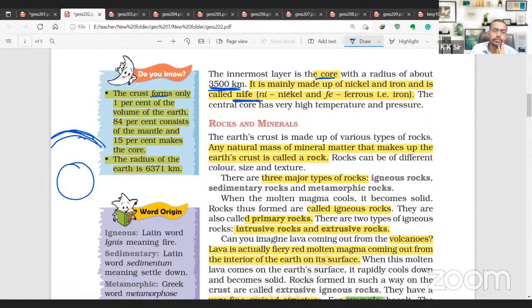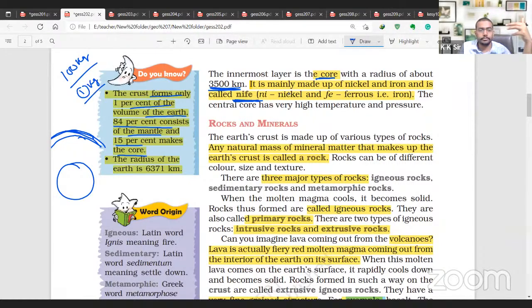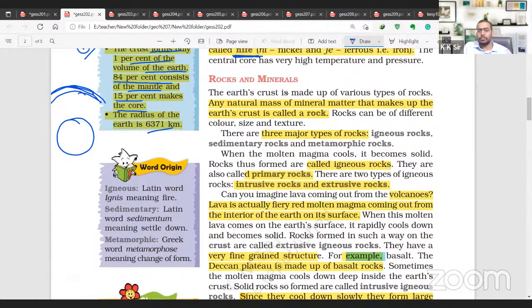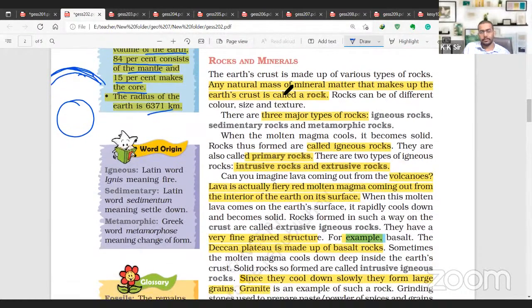कुछ facts हैं. The crust forms only 1% of the volume of the earth. 84% consists of the mantle and 15% makes up the core. क्रस्ट पे जितना कुछ भी हम लोग देख रहे हैं ना, all these mountains and rivers and everything that we saw, it's just 1% of the total volume. So if the earth is 100 kilogram, the overall weight of the crust is just 1 kg. 84% is the mantle and 15% is core. And the radius is about 6,400 kilometers, or 6371 to be precise.